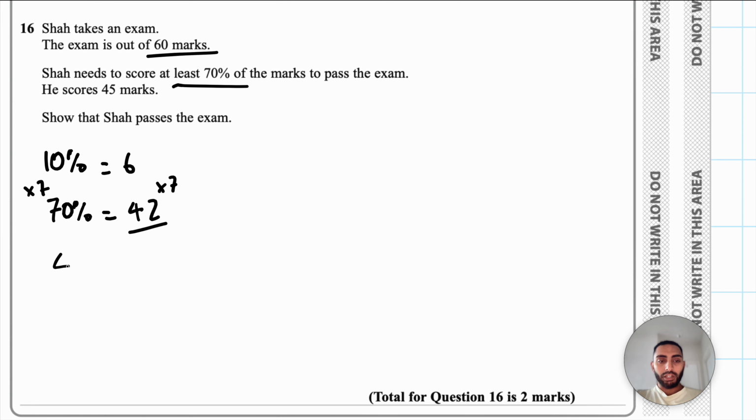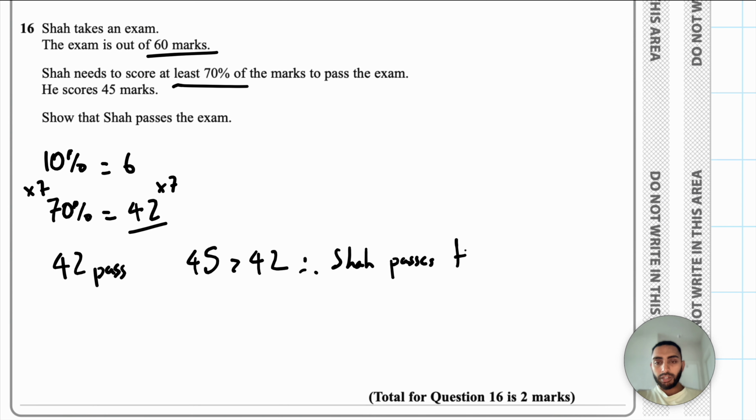So that means you need 42 marks to pass. He scores 45 marks. So 45 is more than 42, so that means he does pass. Therefore, Shah passes the exam.